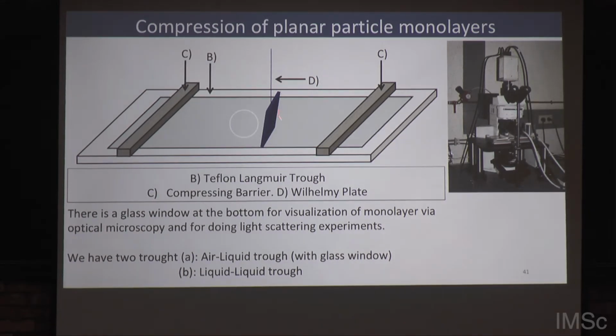Along with this Langmuir trough, there is a rectangular plate which is called the Wilhelmy plate, and this Wilhelmy plate is typically used for picking up the surface tension. As I am compressing it, what you can measure is the surface tension of the interface containing particles while you compress the monolayer.